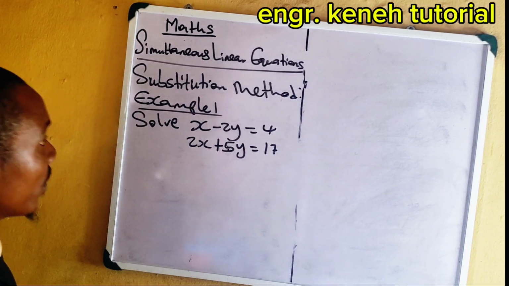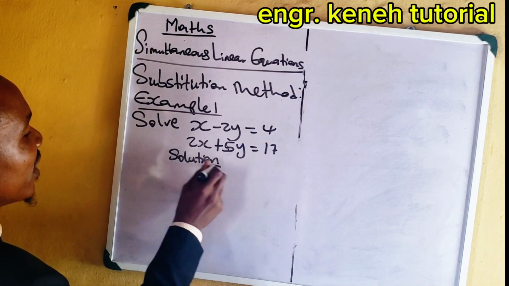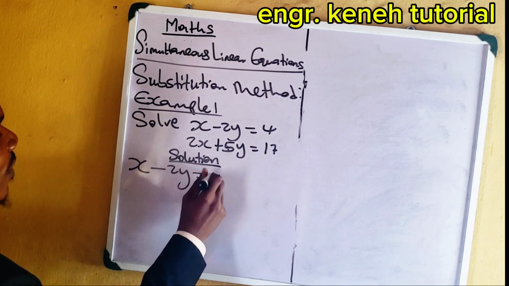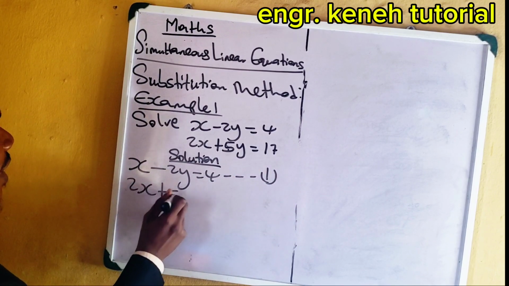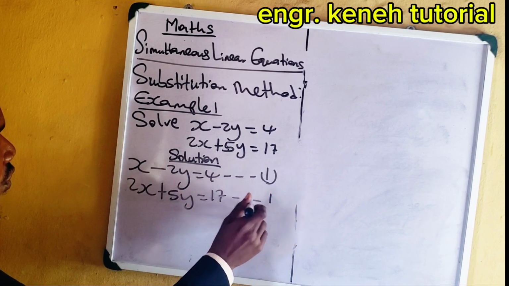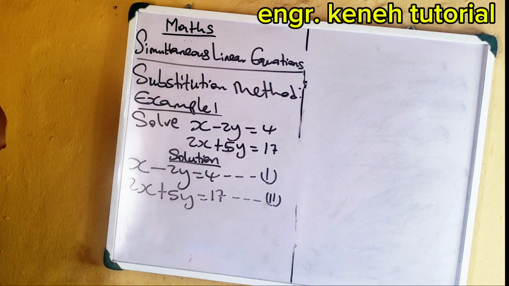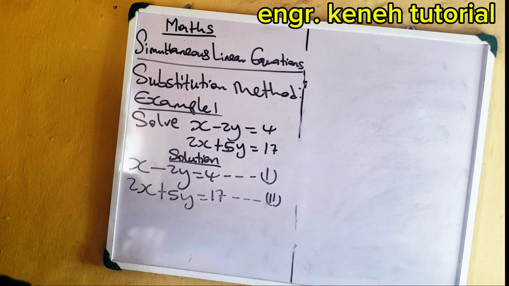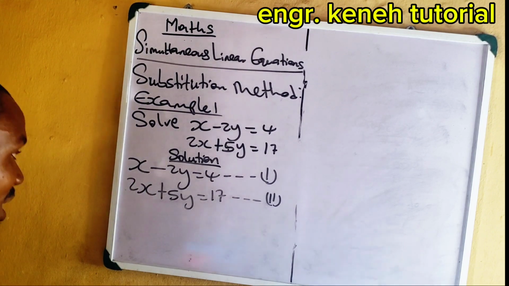All right, we have example 1. Example 1 says solve this. Of course, we have simultaneous linear equations. So I will call this one, x minus 2y all over 4, equation 1. Then 2x plus 5y is equation 2. Can you see that? So we have equation 1 and equation 2 like this. I will choose the one that is simpler, make one unknown the subject of the formula, and substitute in the next equation to find the value of the other unknown. Let's go. You see how it can be solved.